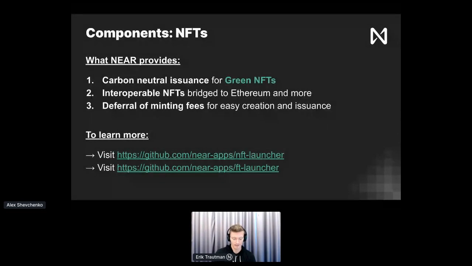And one of the cool things that actually happened a while ago was NEAR got certified as officially carbon neutral. And I'm not sure if it's the only blockchain, but it's definitely one of the few that is officially carbon neutral. And that means that NFTs issued on NEAR are actually green NFTs, which really matters when you talk to people who are in this space and who are thinking about issuing NFTs. But the other piece, of course, is that interoperability means that the NFTs that are issued are not actually stuck on NEAR.